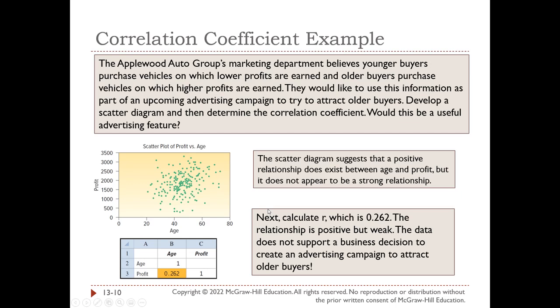Well, next they calculate r, which happens to be 0.262. So it does show that the relationship is positive, but weak. Oh no. The data does not support a business decision to create an advertising campaign to attract older buyers. It's just not a strong enough relationship.